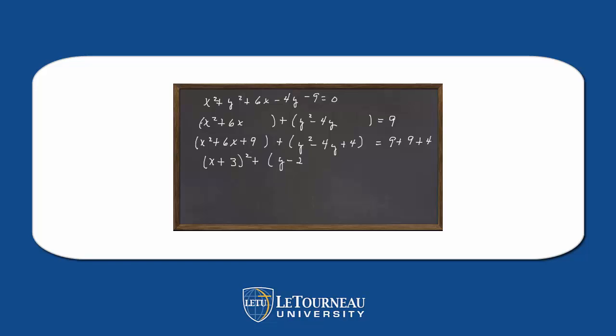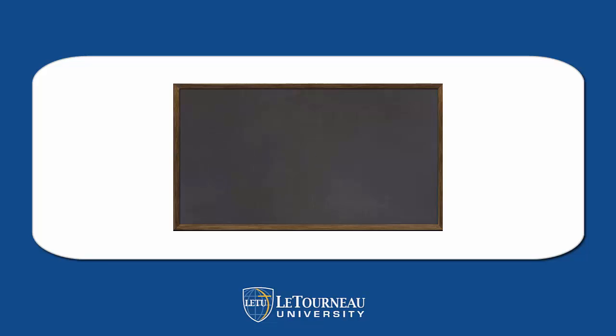Now we factor. We get (x plus 3) squared plus (y minus 2) squared equals 22. So x plus 3 has to equal x minus h, telling me that h is negative 3. y minus 2 is equal to y minus k, so k is 2. So the center will be at (minus 3, 2), and the radius, r, will be the square root of 22. Let's try another one here. Get better at doing this complete the square.